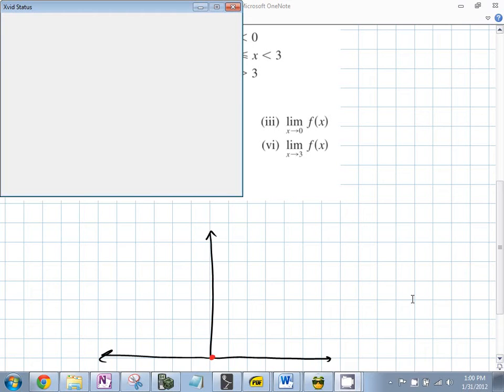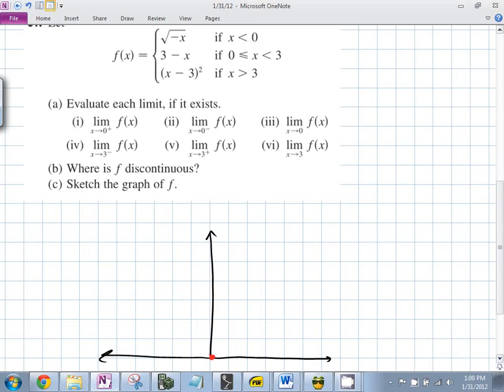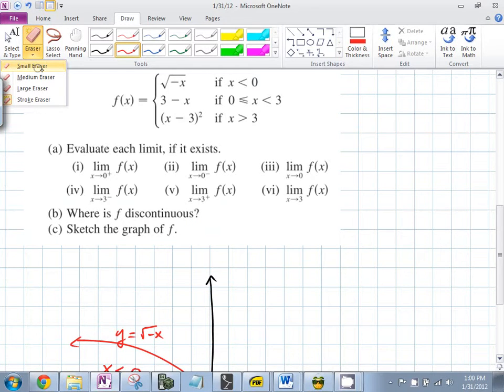It goes to the left. It goes like this. So that's y equals the square root of x and the square root of negative x, and it's for x less than 0. So what should I actually have right at the origin that I don't have currently? What should I have there? There should be an open dot, right? There should be a little open dot right there.